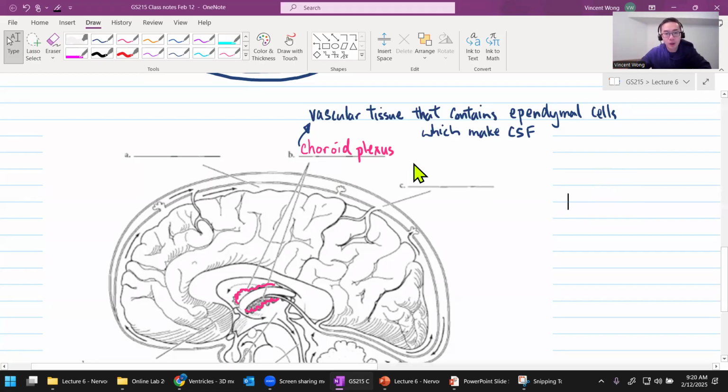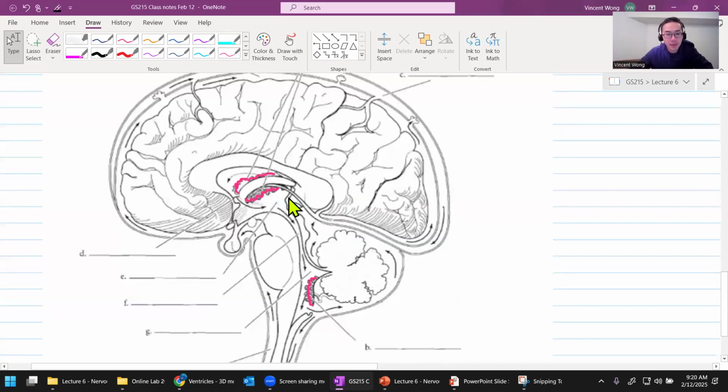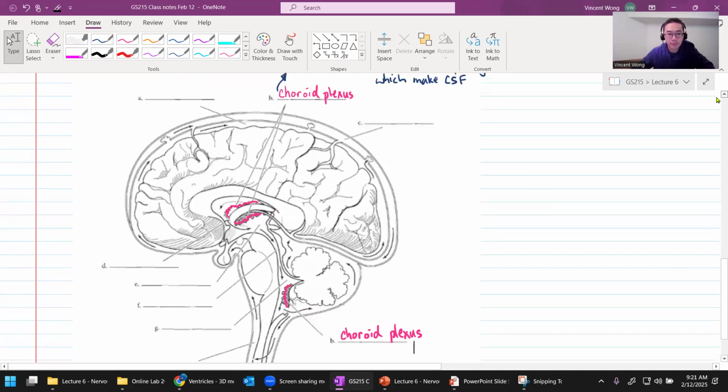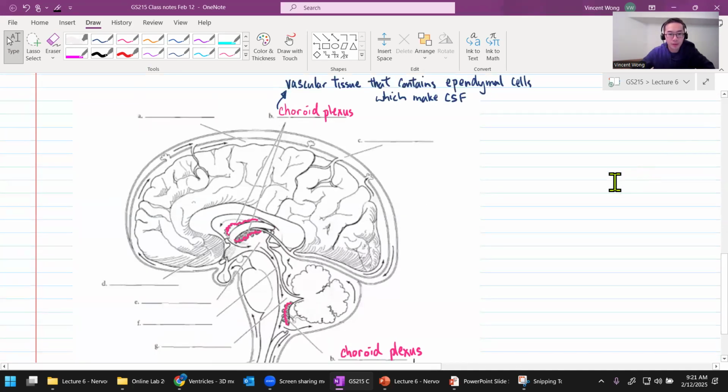Okay, so that's the choroid plexus right there, and we have another choroid plexus, and down here also another choroid plexus. Choroid plexus are everywhere in all the ventricles.